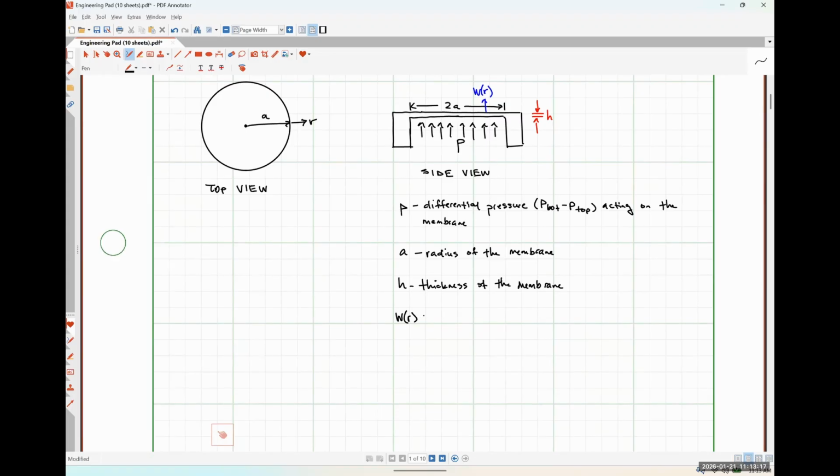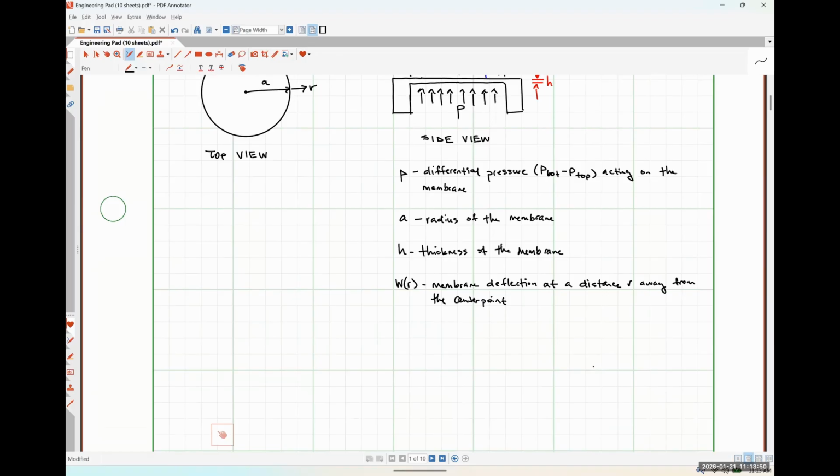And W as a function of R is the membrane deflection at a distance R away from the center point. All right. So mathematically, our membrane deflection is given by the following relationship.